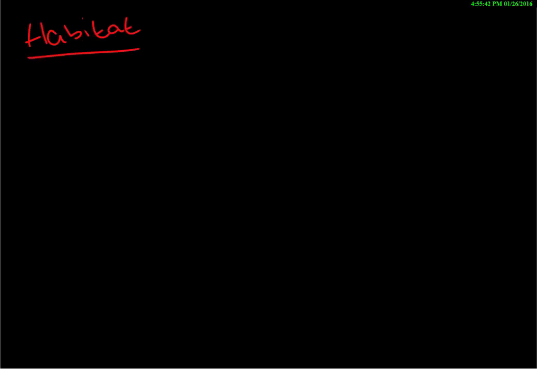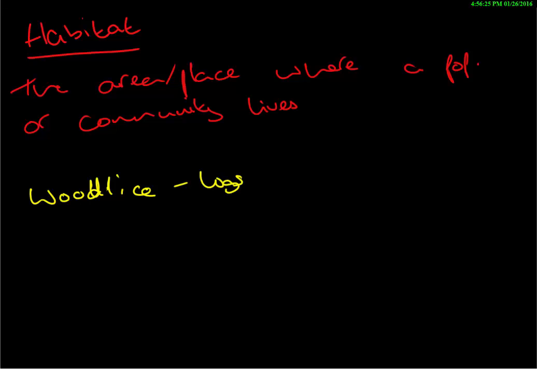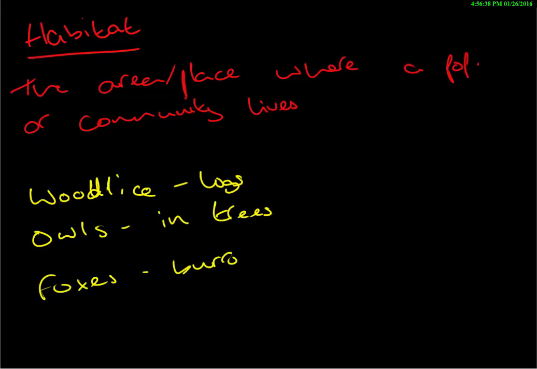And a habitat is the area where a population or a community lives. The area or place, and you can have different habitats in an ecosystem. So in an oak woodland, woodlice would live in or under logs, and that is their habitat, that is where they live. And owls, I think owls live in trees, so that's their habitat. And foxes live in burrows underground, I think. So the habitat of a population is just where it lives.